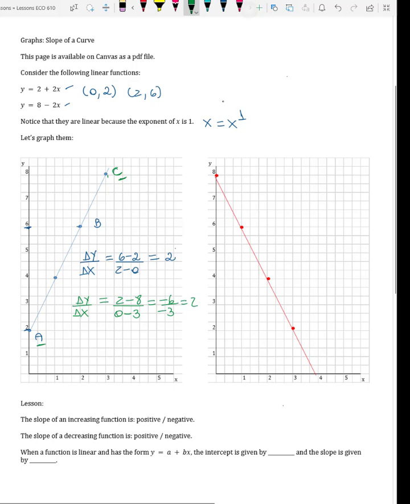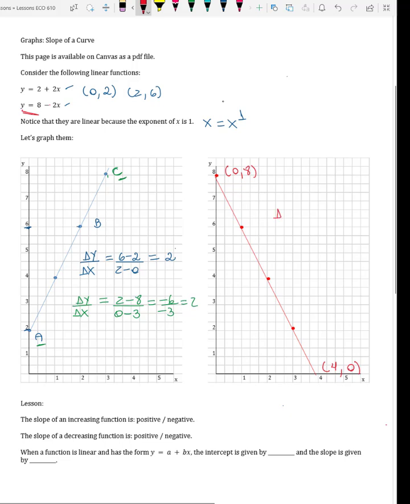Now let's calculate the slope of the second curve. So we can pick any 2 points. I'm going to pick the points 0, 8. And I'm going to pick the point 4, 0. Notice that those points do correspond to the curve because when x equals 0, y equals 8 minus 0 is 8. And when x equals 4, y equals 8 minus 2 times 4, that's 0.